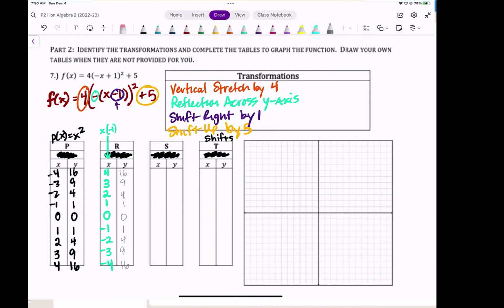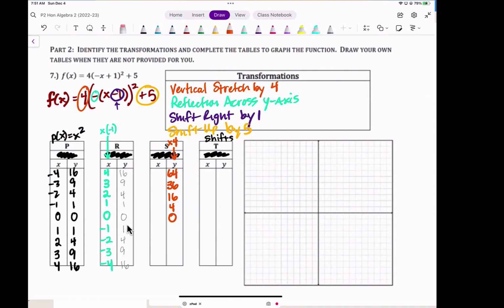We'll move on to S, which is stretches and compressions. The only one we have is a vertical stretch by 4. Vertical means it's impacting the y coordinates. And that means we need to take all the y's and multiply them by 4. So I'm going to take my 16, multiply by 4. That's 64. That's going to be off the graph. I will move down to 9. 9 times 4 is 36. 4 times 4 is 16. 1 times 4 is 4. 0 times 4 is 0.